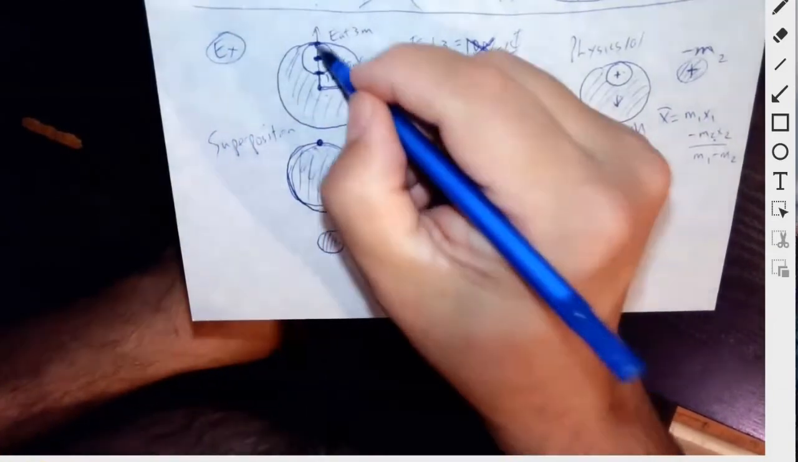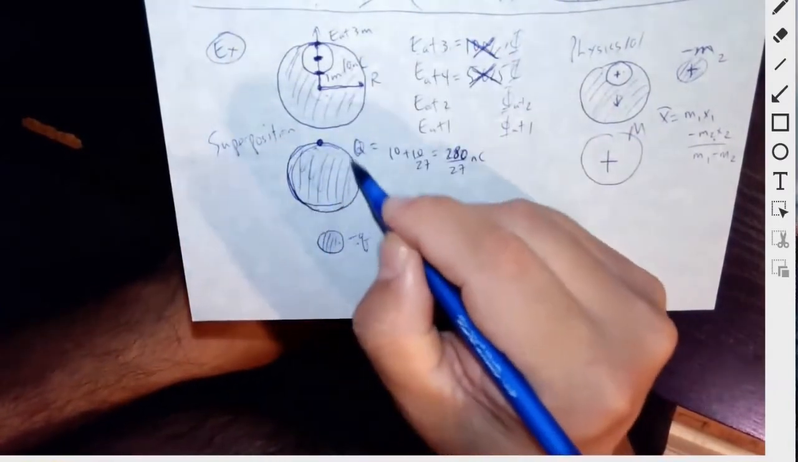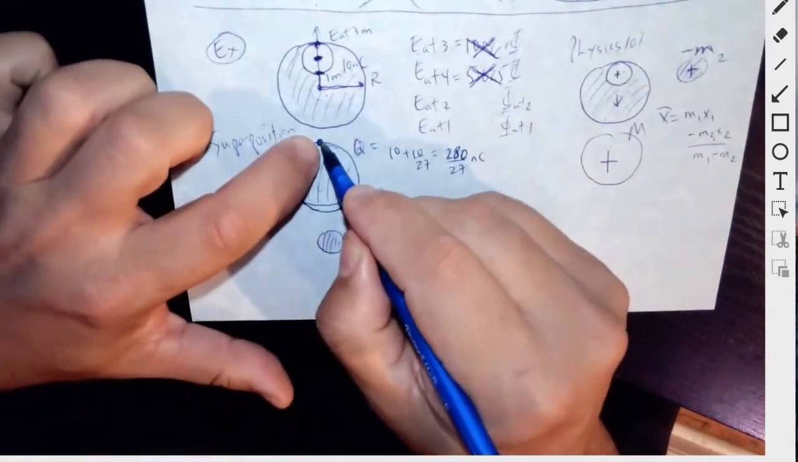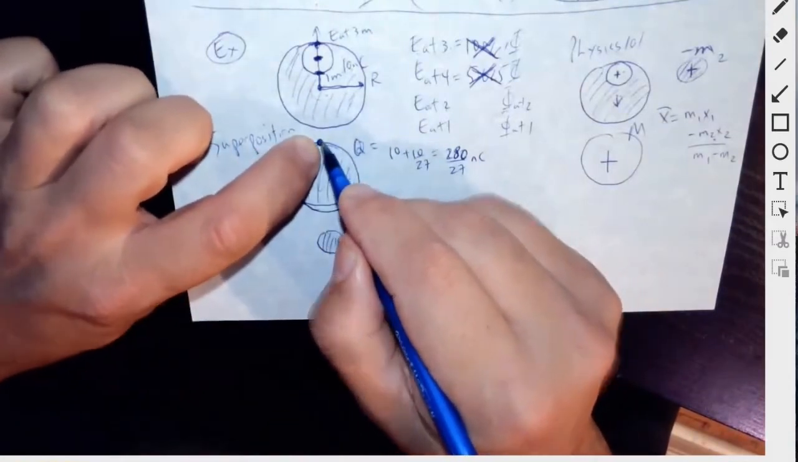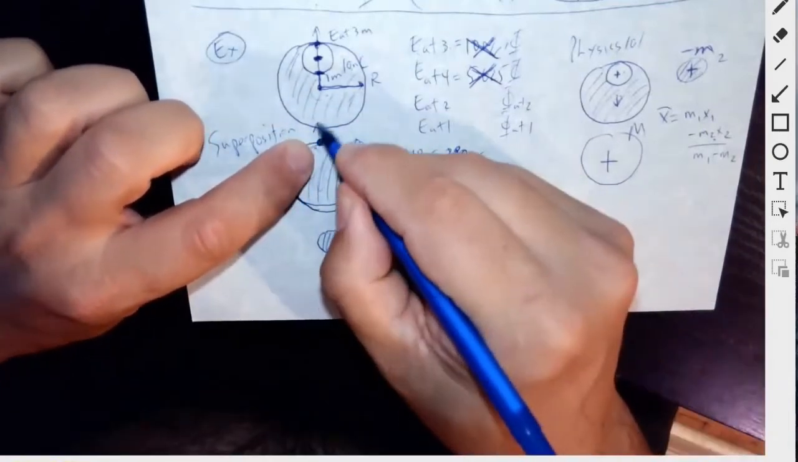Okay, so now let's say I want to find the electric field here, right at the edge. What would I do? I would take the electric field that a closed sphere makes right there. So what is that equal to? Let's call that E1.